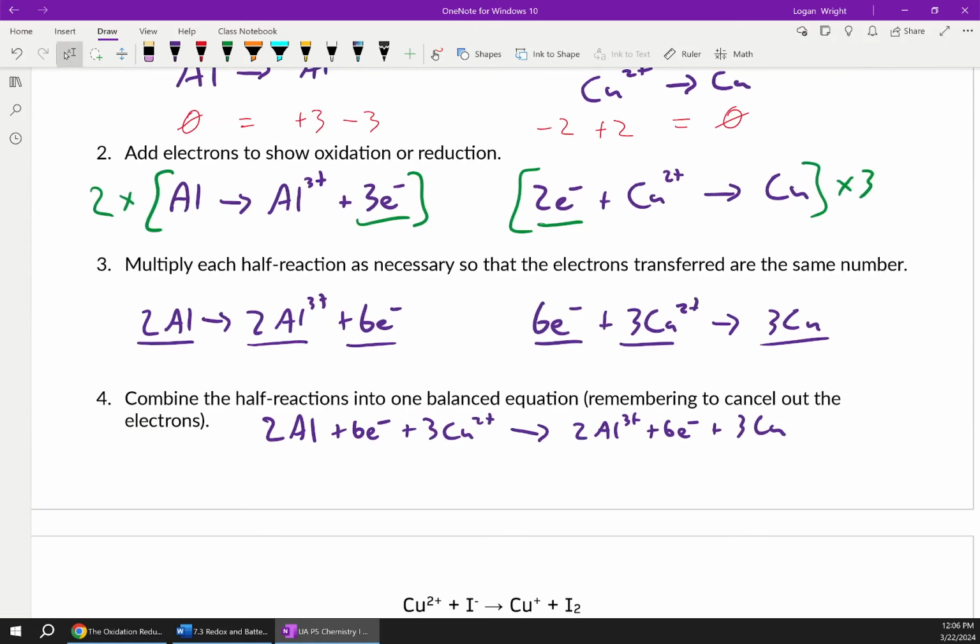Is there anything I can cancel out from my chemistry equation? The electrons. So the official correct final answer is 2Al plus 3. No. I just troll my students sometimes.